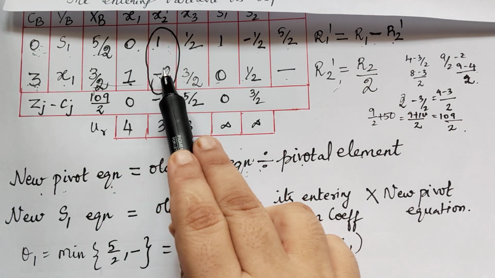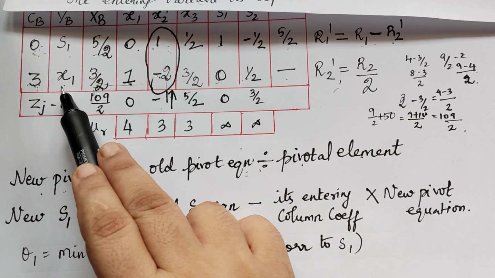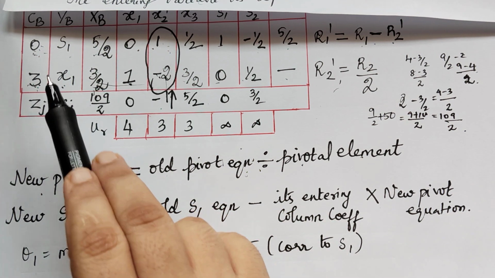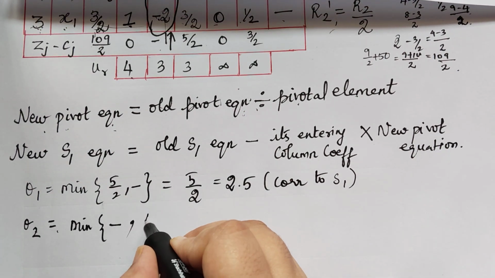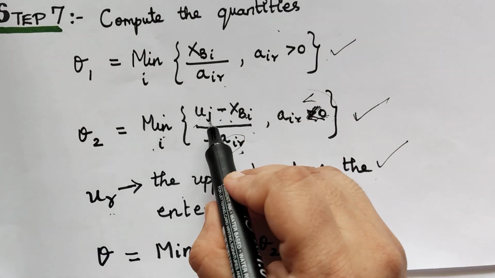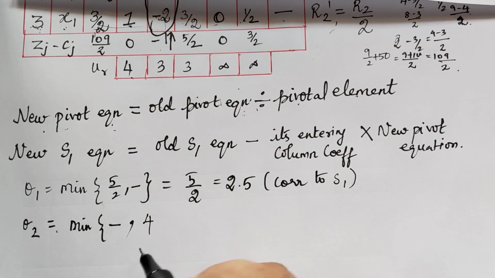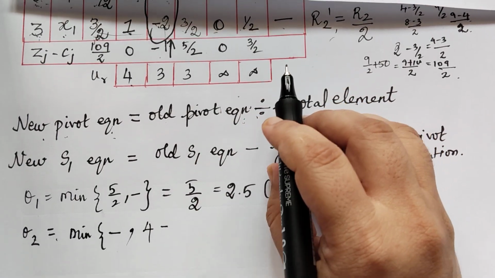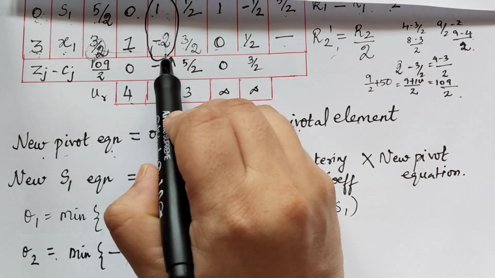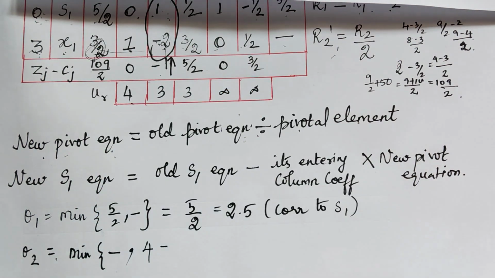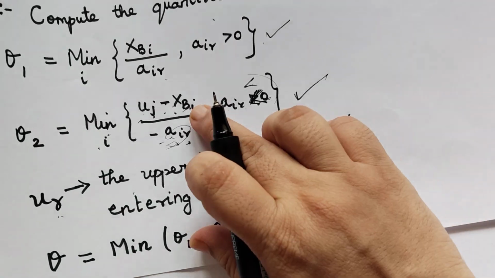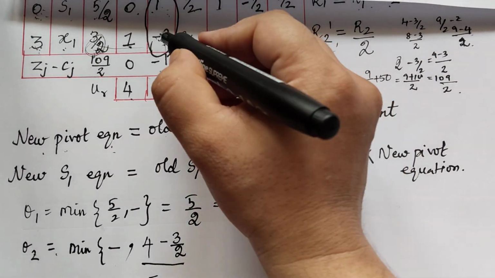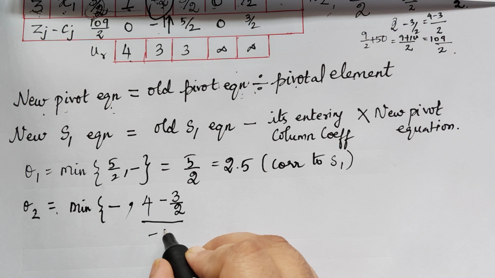We should see the upper bound of the corresponding negative value. So this is the negative value that we had. For that value, you should see the variable. That is x1. And what is the upper bound for that variable? It is 4. So that only we have to write here. So 4, this is uj, minus xbi. And what is the corresponding xbi? That is 3 by 2. So minus 3 by 2 divided by minus, and what is that negative value? Minus 2. So minus of minus 2.